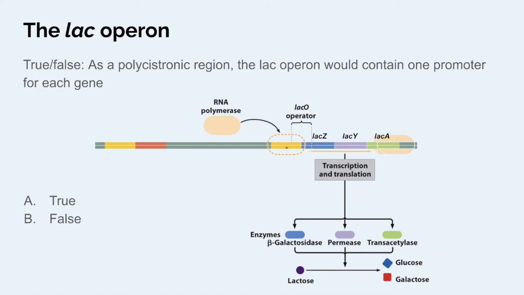Promoter, again, involved in transcription. Translation would happen independently. So LAC-Z would be translated separately from LAC-Y, from LAC-A, and that would involve the ribosome zipping through here in a different process than the ribosome going through here and then going through here. So that was false, this question.